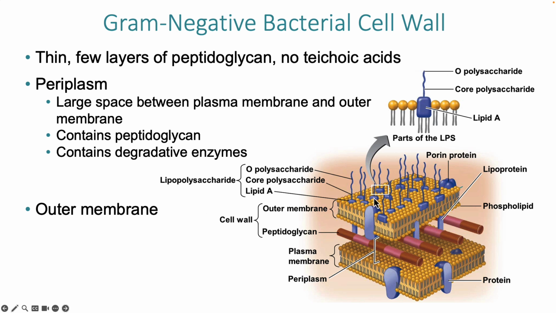The outer membrane has all of these embedded features, and the most important of which, the one that makes the gram-negative outer membrane so unique when compared to the gram-positive, is this structure called lipopolysaccharide. And you can probably guess what it's made of. Lipids and polysaccharides. Very, very clever.